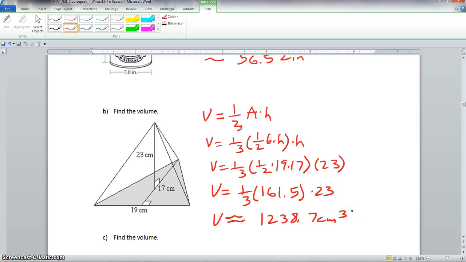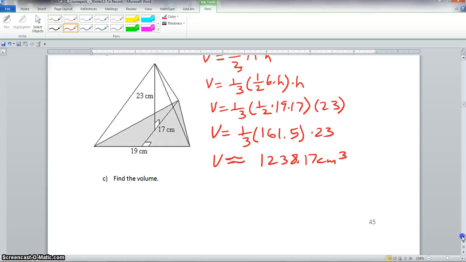Now these were some interesting problems here, and so we need to move on. But there is one little correction here. This 1 had disappeared. It's supposed to be 1,238.17 centimeters cubed.